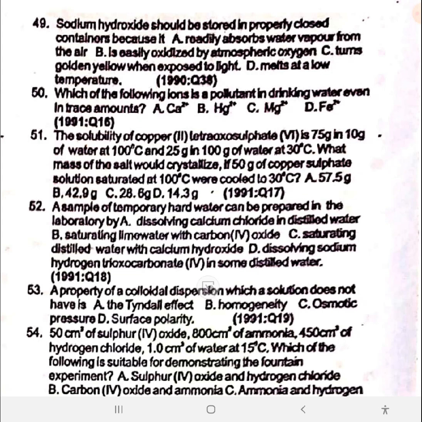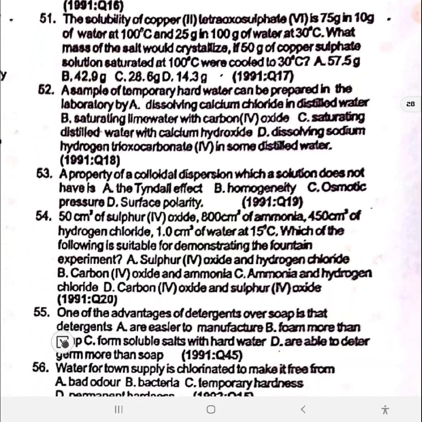Jot this point down. Temporary hardness of water is mainly caused by calcium hydrogen carbonate, also written as Ca(HCO3)2, while permanent hardness of water is mainly caused by calcium sulfate CaSO4, CaCl2, MgSO4 or MgCl2. Okay, jot that down, very important. I want to see that at the end of this video. Next question 53. So we say 52 is option D.